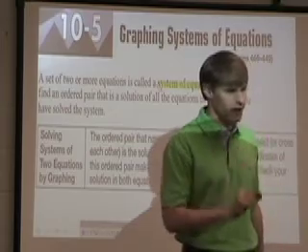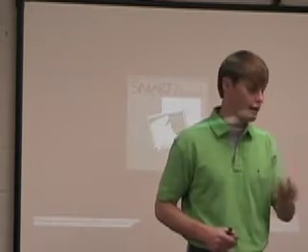All a system of equations is, is two graphs, okay? Two graphs on the same coordinate plane. That's a system of equations. Again, a system of equations is two graphs on the same coordinate plane.